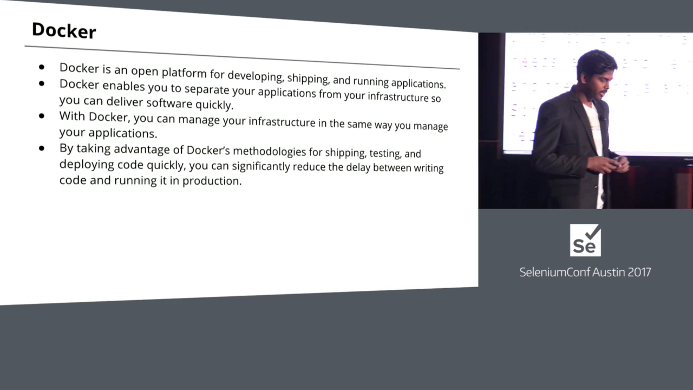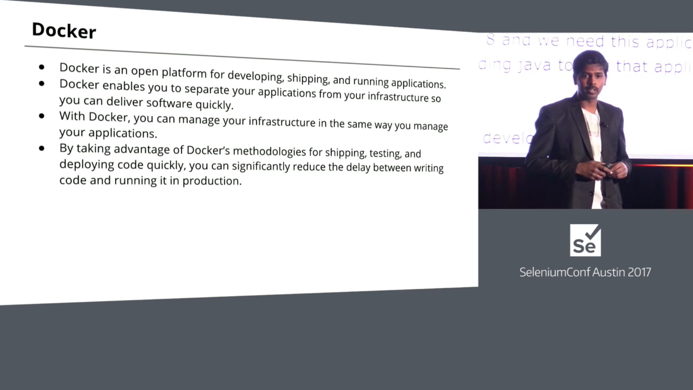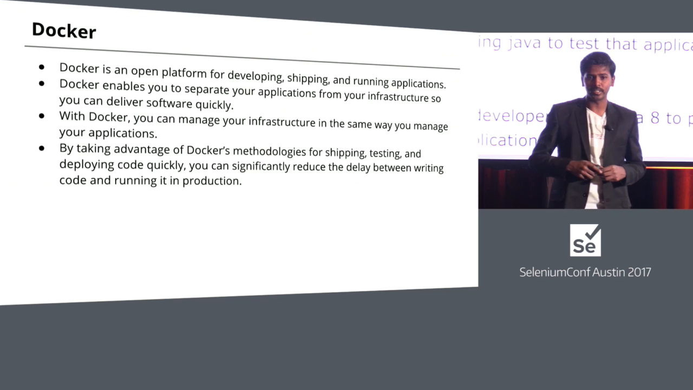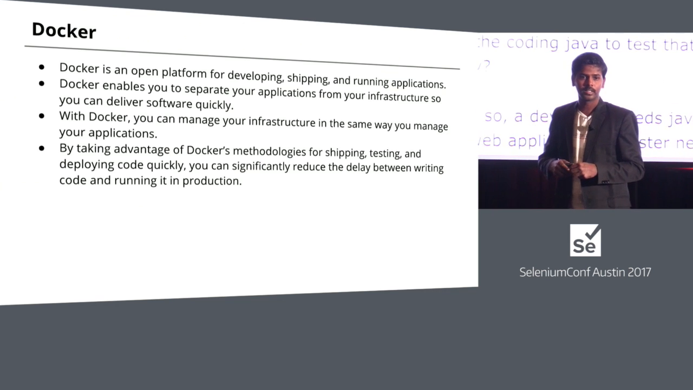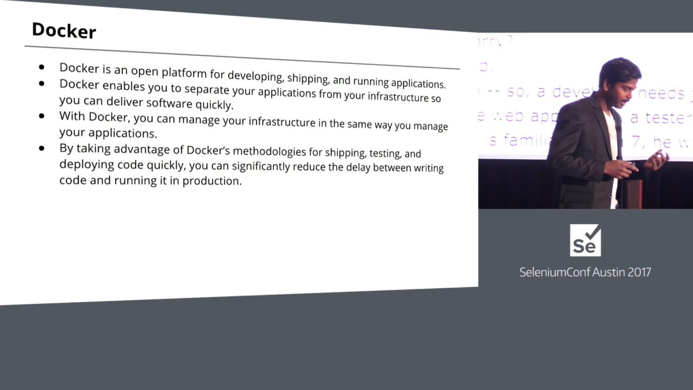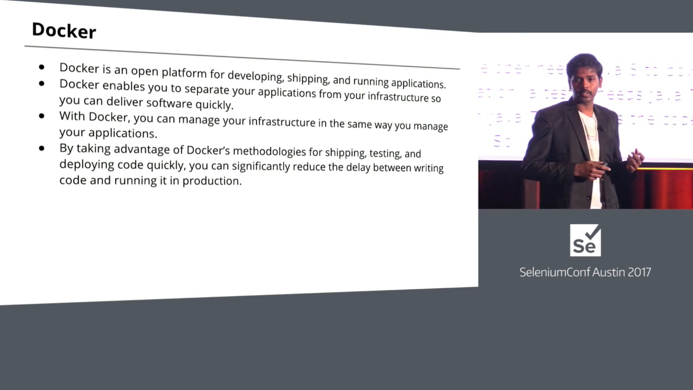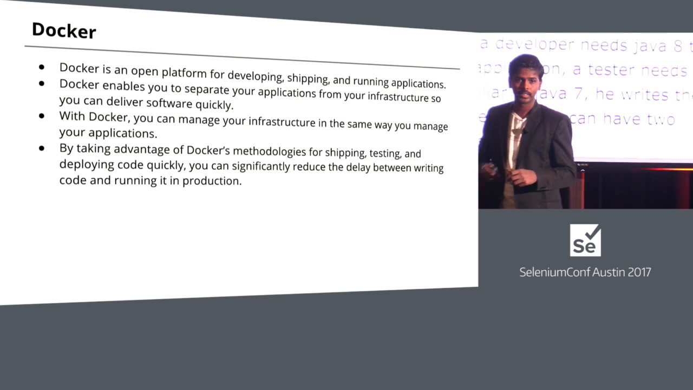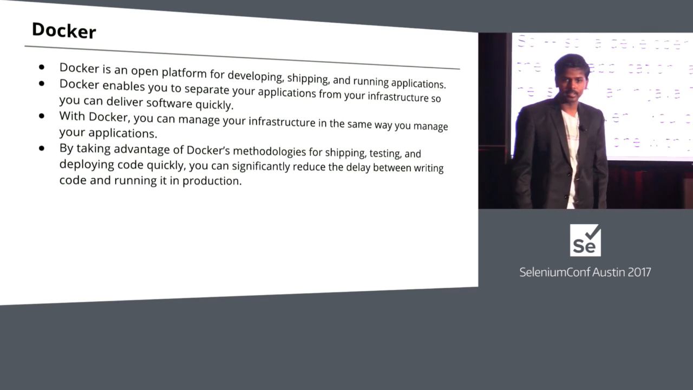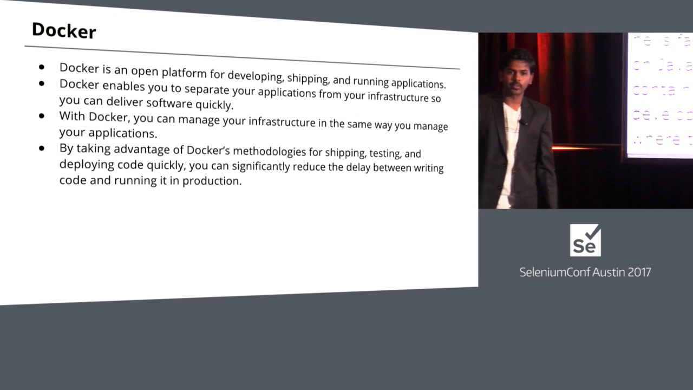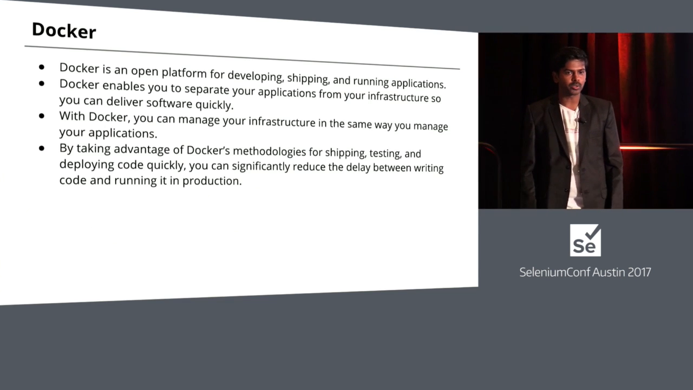So a developer needs Java 8 to power his web application. A tester needs Java 7. He is familiar with Java 7, so he writes his code on Java 7. So you can have two containers, one with Java 8 where the developer works, and another one with Java 7 where the tester works. So dependencies are completely packaged inside. So you don't need to put extra effort to manage your infrastructure. It's like how we manage your application.